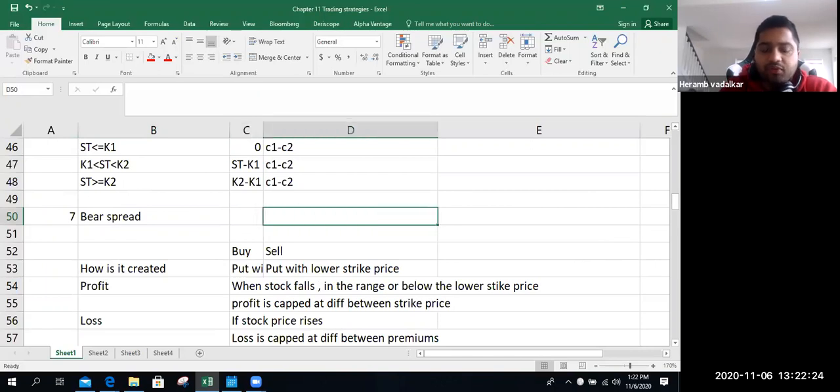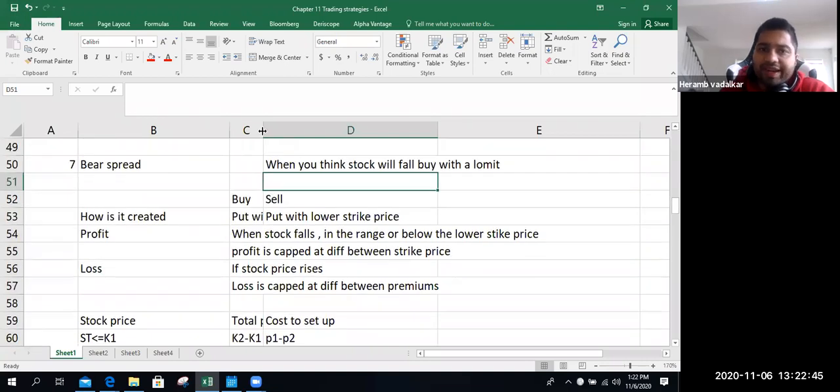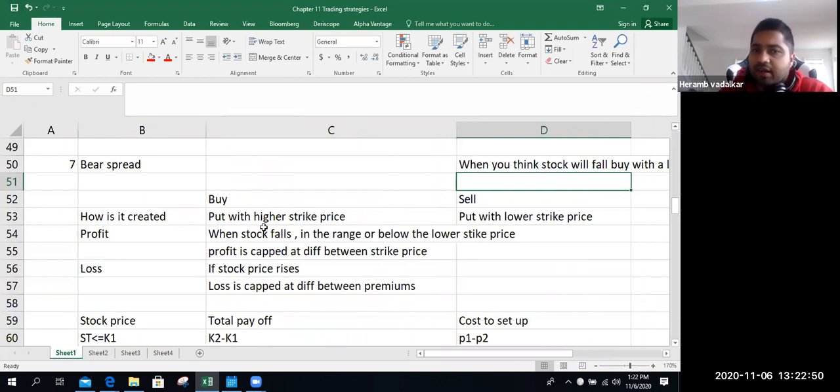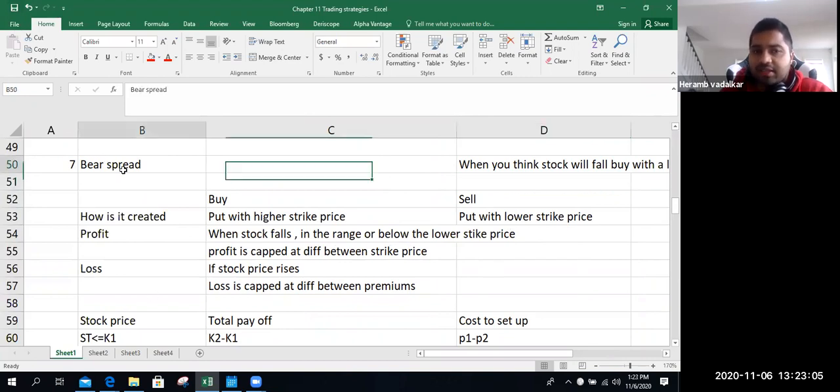Okay. Bear spread. When do you do it? When you think the stock will fall, but within a limit. It will not fall beyond that. How do you create a bear spread? You create it by buying a put with a higher strike price and selling a put with a lower strike price. You make a profit when the stock falls in the range. Profit is capped at the difference in strike prices. So let's discuss that.